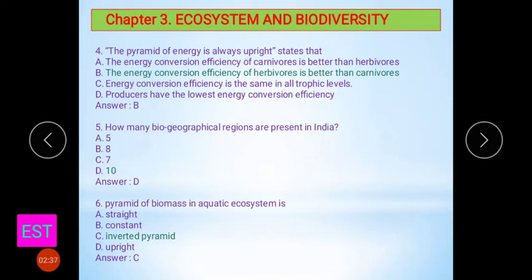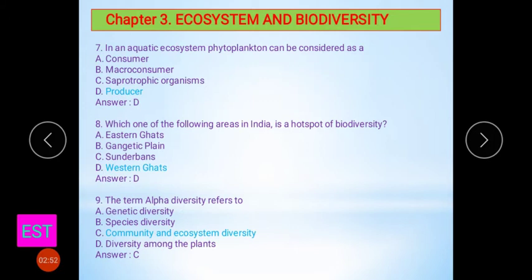We know that it is ten. The pyramid of biomass in an aquatic ecosystem: in the case of the aquatic ecosystem, the upright pyramid is inverted. That is the inverted pyramid. In an aquatic ecosystem, the phytoplanktons can be considered producers because they produce their own food. That's why they are considered producers.